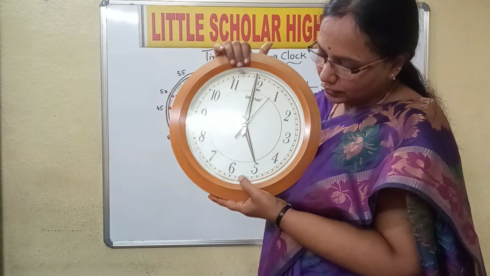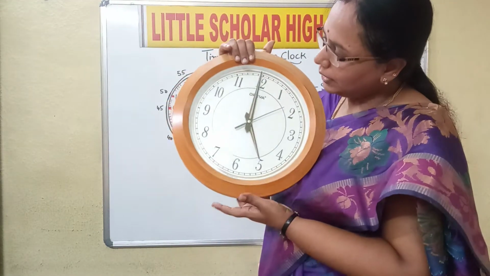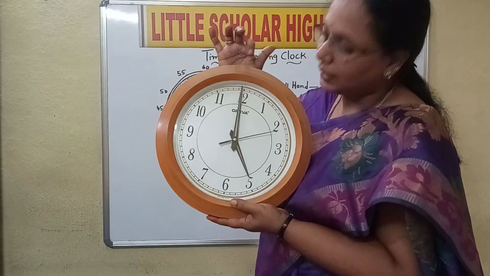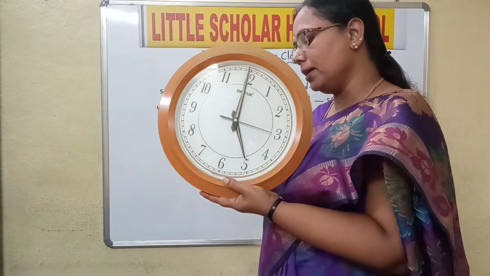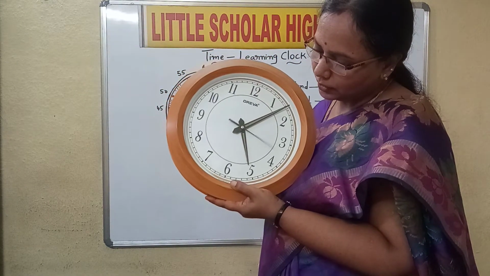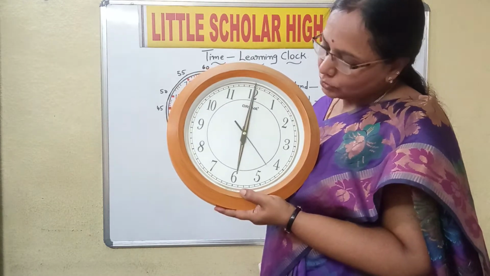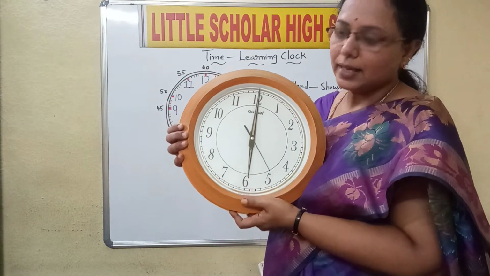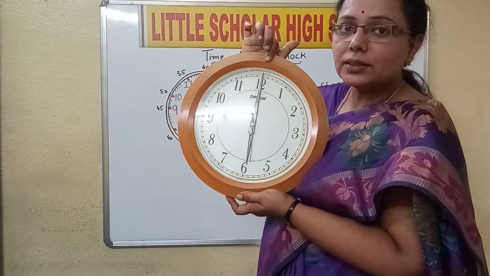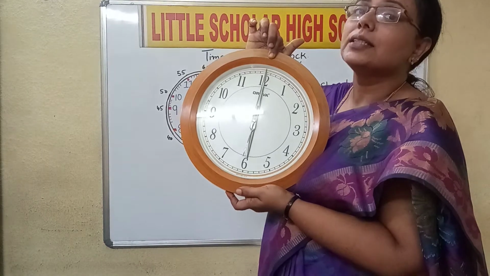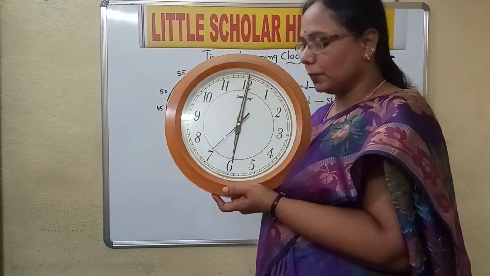Now, what is this? The small hand is on 5 and the big hand is on 12. What is the time now? 5 o'clock. Now you see this. The small hand is on 6 and the big hand is on 12. So what is the time now? It is 6 o'clock. Correct? I hope you got it now.